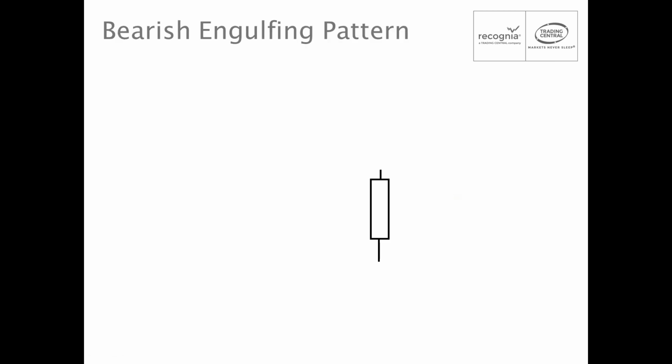Here's another example of a bearish pattern. This is called a bearish engulfing pattern. And as the name suggests, an engulfing pattern is formed when we have a white candle followed by a black candle whose real body completely engulfs the real body of the preceding candle. So you can see that this white candle has been completely covered by the real body of the black candle. So for a bearish engulfing pattern, it always has to be a white candle followed by a black candle.